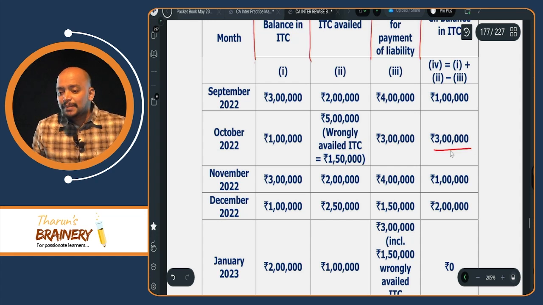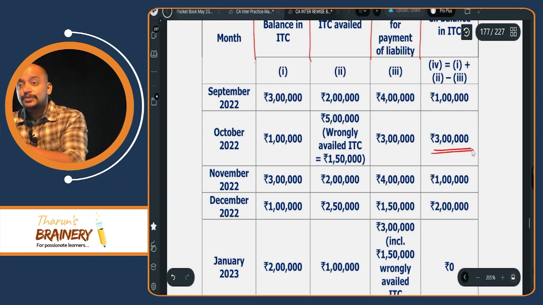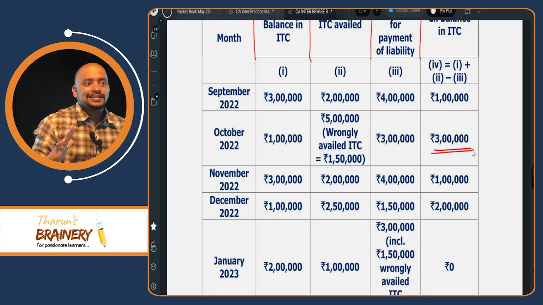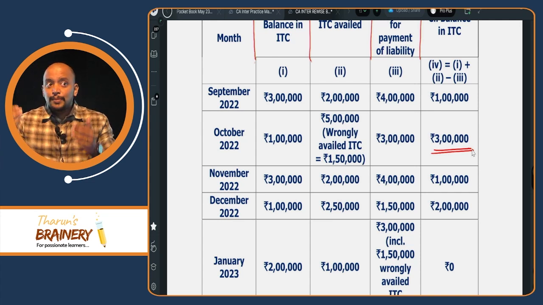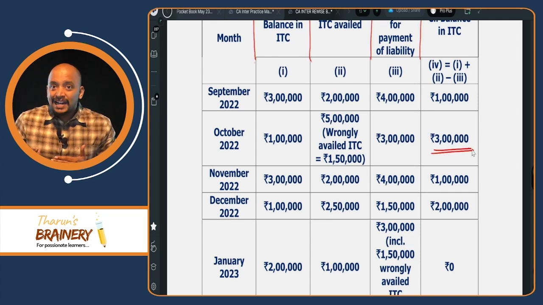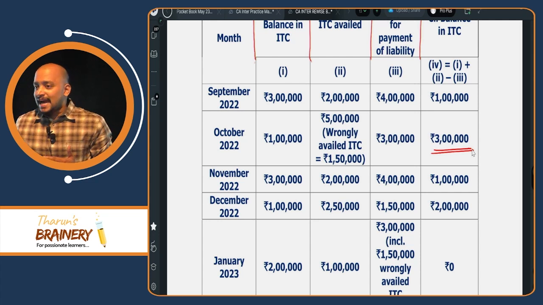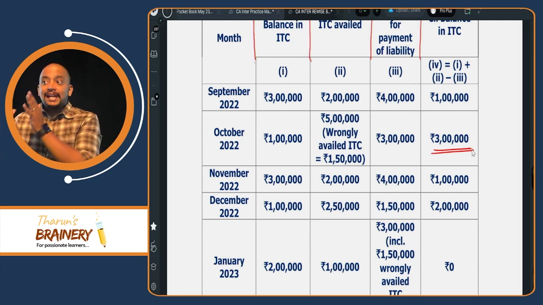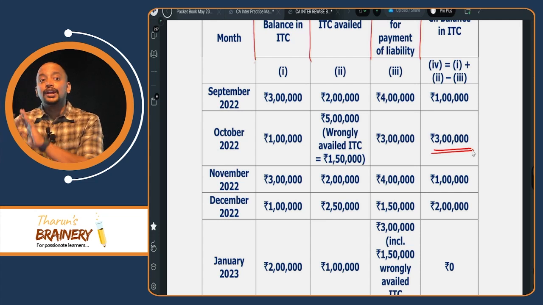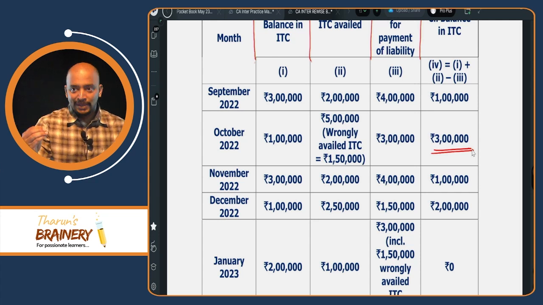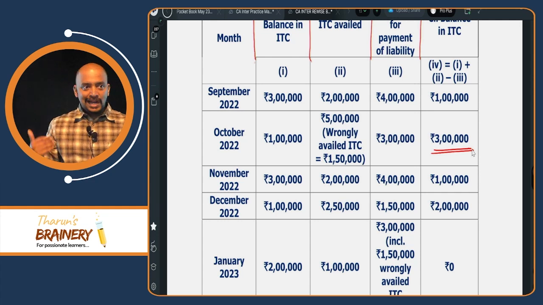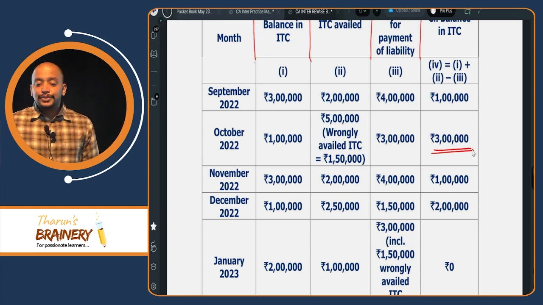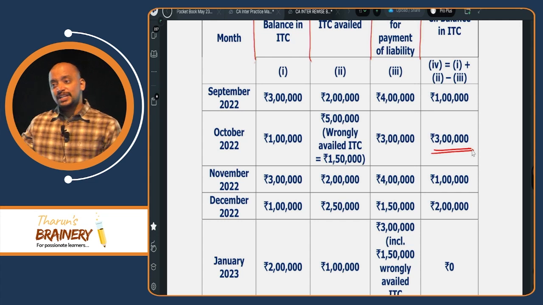Okay. Now what is the balance in ITC? 3 lakhs. Whether the balance in ITC falls below the wrongly availed ITC? No. The balance in ITC is not falling below 1,50,000. What is the wrongly availed ITC? 1,50,000. What is the balance in ITC? 3 lakhs. So balance in ITC falls below 1,50,000? No. Which means we have not utilized this ITC for the October month. Again, November month: opening balance 3 lakhs, availed 2 lakhs, utilized 4 lakhs, closing balance 1 lakh.